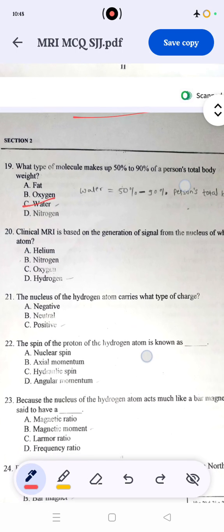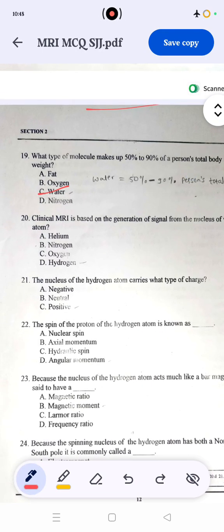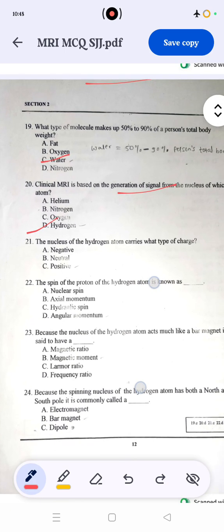Clinically, MRI is based on the generation of the signal from the nucleus of which atom? Helium, nitrogen, oxygen, or hydrogen. The correct answer is hydrogen. The MRI generating signal is hydrogen. Hydrogen is a proton, H2O.